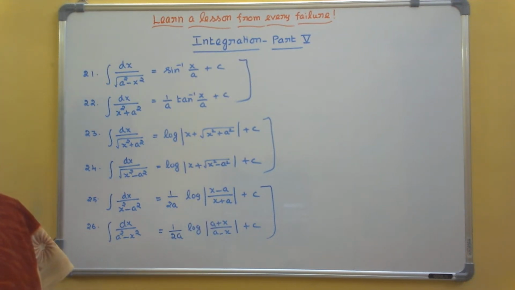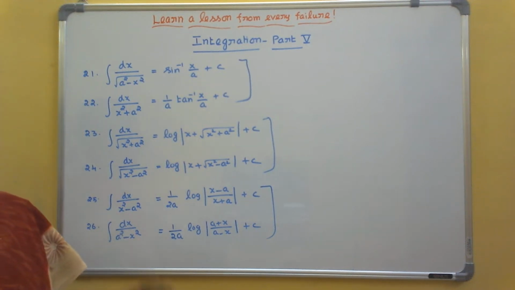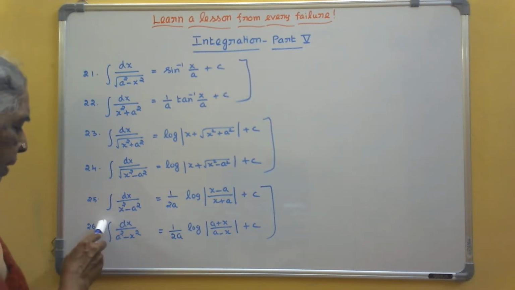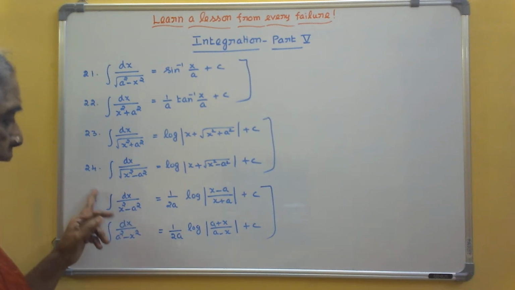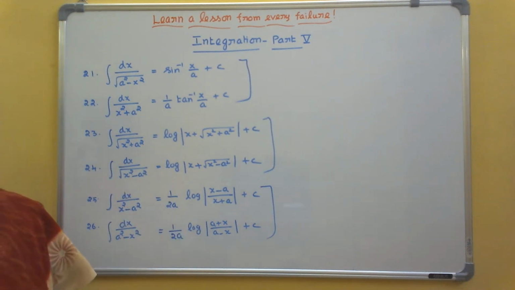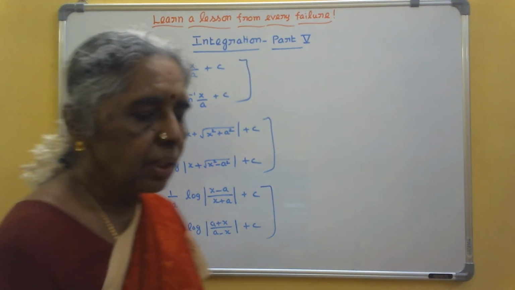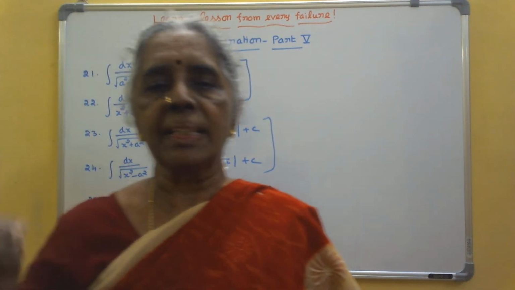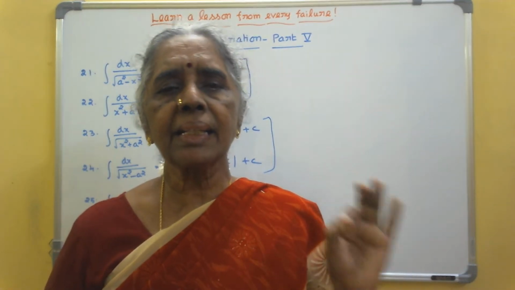Copy down these 6 formulae in your formula notebook. You should read them. You should learn them by heart. It should be very clear. But suppose you forget the 26th formula, nothing wrong. From this you can take one minus out and you can use that formula. Okay. So now anyway you learn the 6 formulae. So now we will see sums based on these 6 formulae.